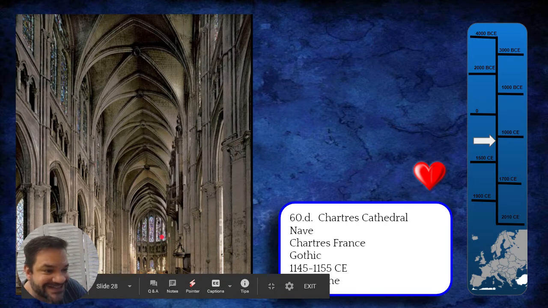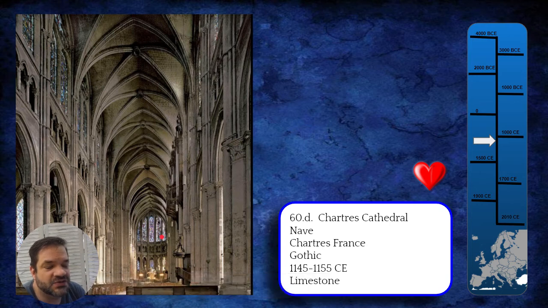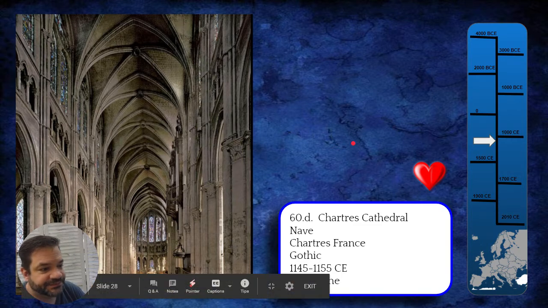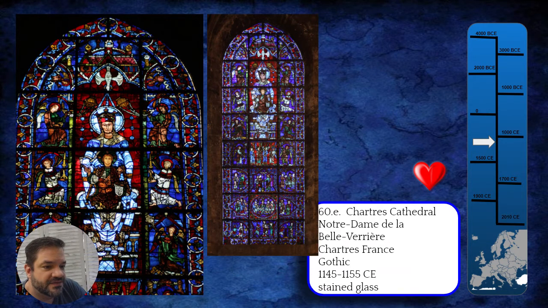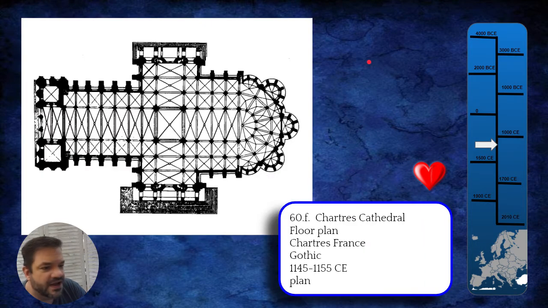Look how much glass is there. And the thing about Chartres is that it's one of the cathedrals that has the most original stained glass, which makes it really, really special. We get the window of Mary holding the Christ child. Oh, and the floor plan.